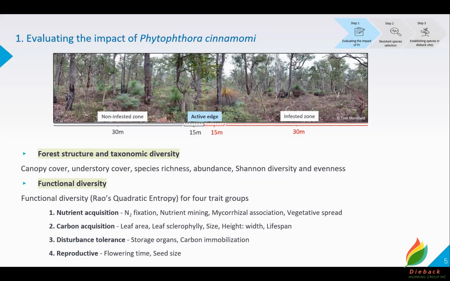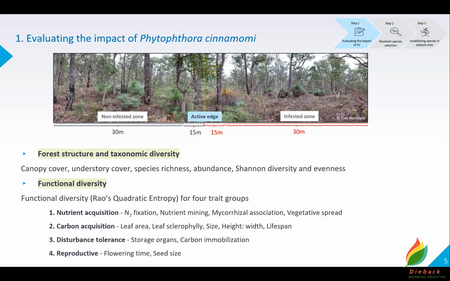So I used the line transect method to collect data. And for forest structure, I collected data on canopy cover and understory cover. And for taxonomic diversity, I used measures such as species richness, abundance, Shannon diversity, and evenness. And for the first time in the jarrah forest, I did a functional diversity analysis to see how the pathogen has impacted the functional aspect of the forest.